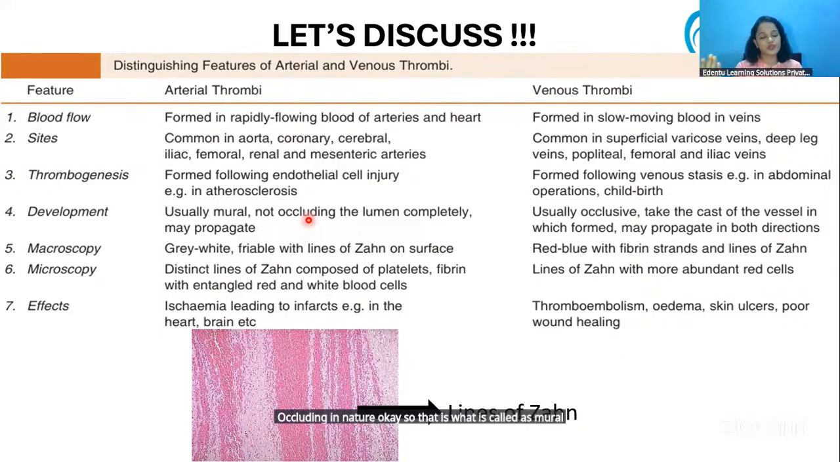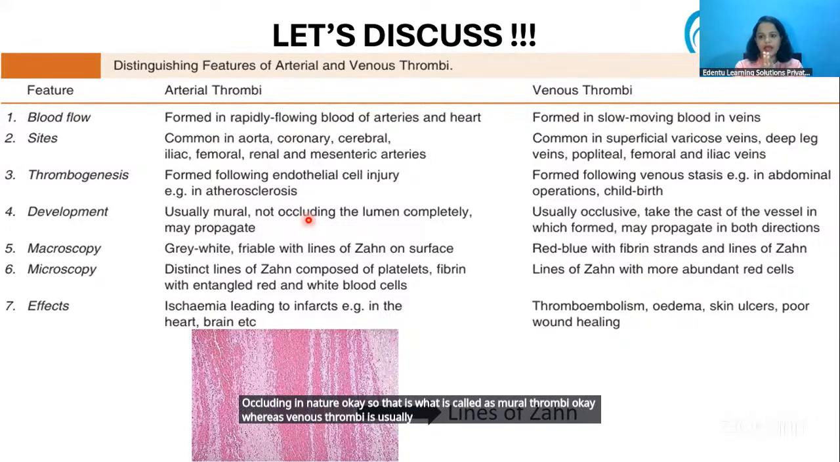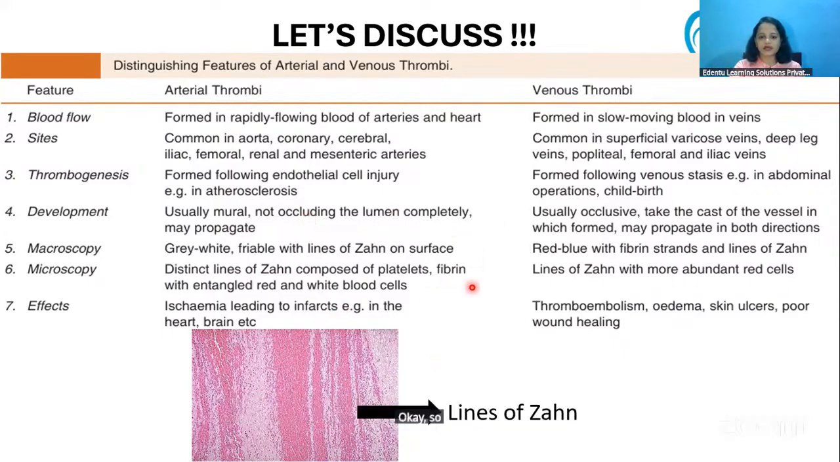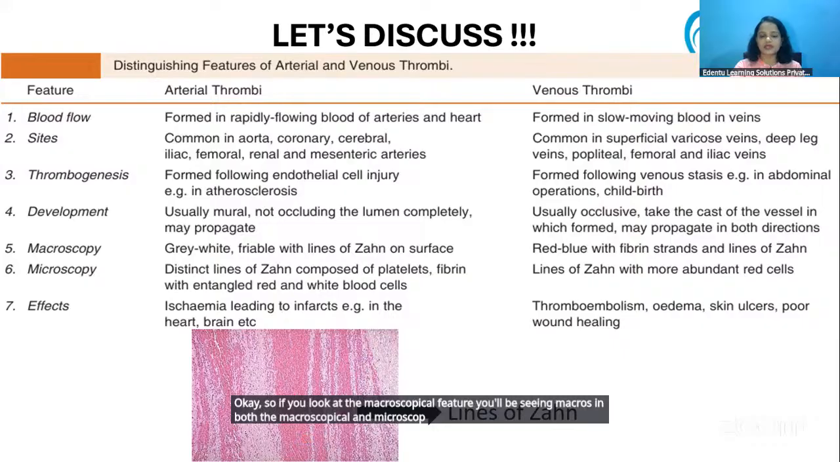Whereas venous thrombi are usually occlusive, and they just block the blood vessel, which will result in ischemia and further infarction, which we'll be discussing later. So if you look at the macroscopical and microscopical features, you'll be seeing something called lines of Zahn, like this.